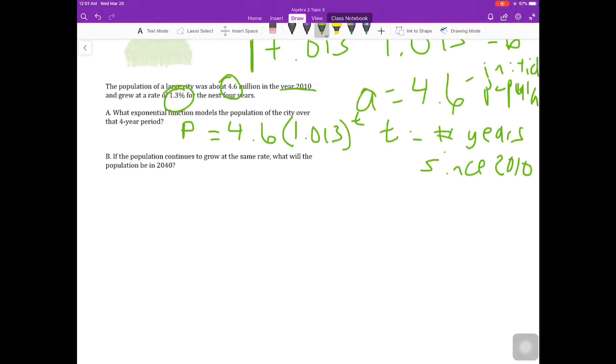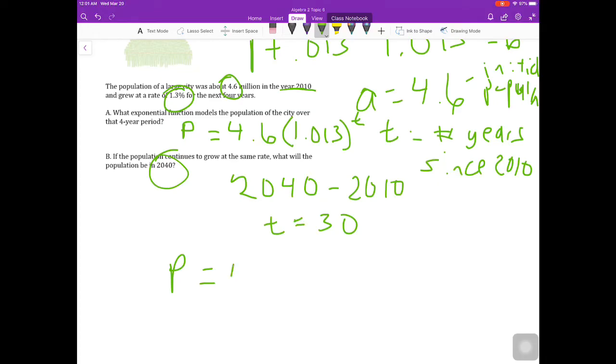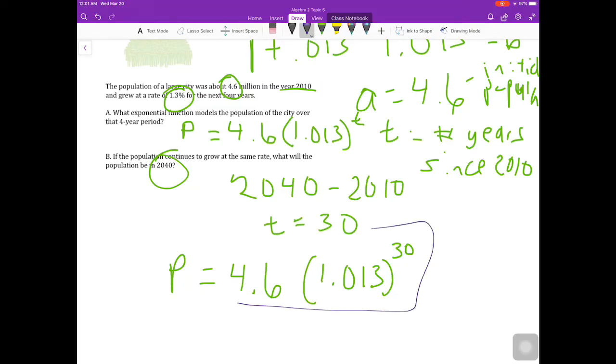So now, with B, if the population continues to grow at the same rate, what will the population be in 2040? Well, how many years have elapsed since 2010? So 2040 minus 2010 means that we're looking at 30 years difference. So our T in that case equals 30. And then P equals 4.6 times 1.013 to the 30th power. And now we have something we can put in a calculator.